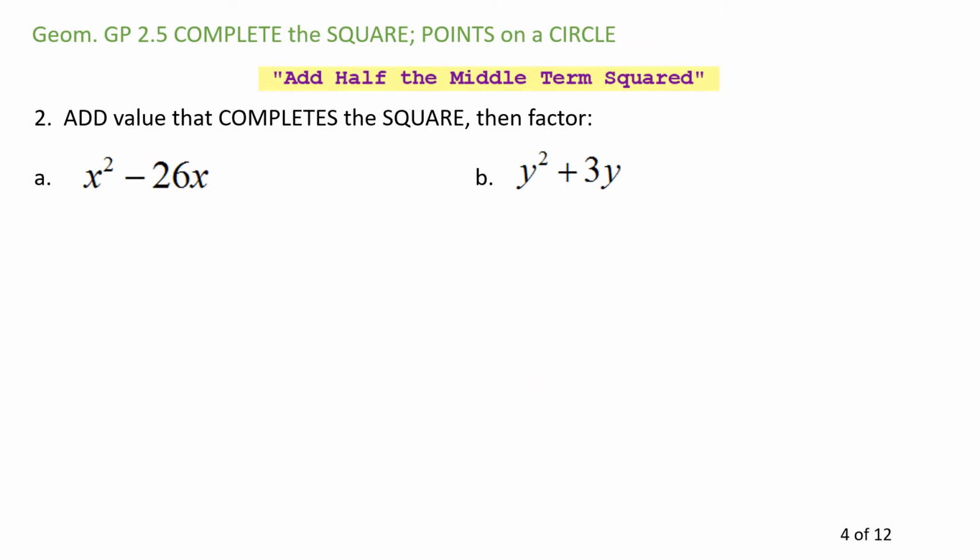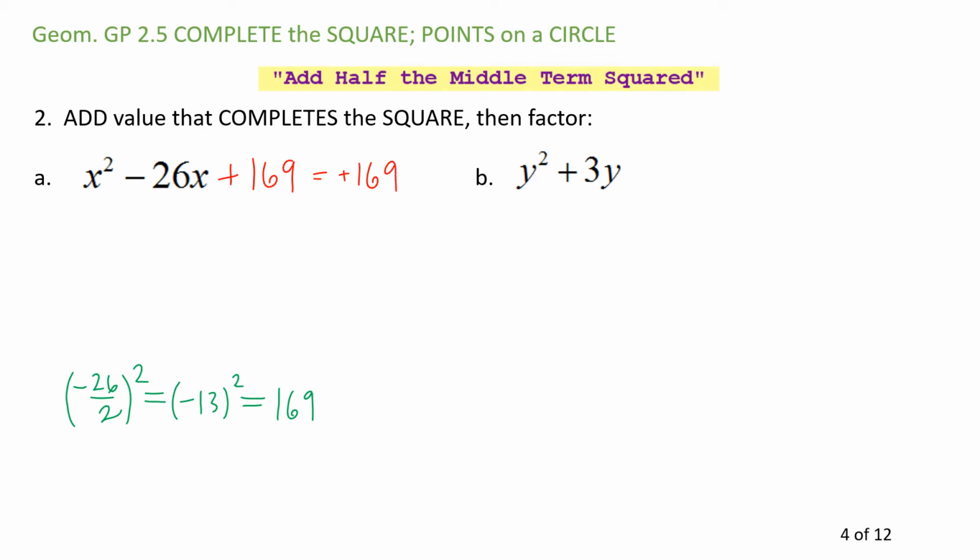So that's all there is to it. Half the middle term squared. This 26 will be the middle term. It's actually a negative 26. 169 is the number that completes the square. You add it. If this were an equation, I would have to add the 169 here, plus I would have to add it on the other side to make the equation balanced.